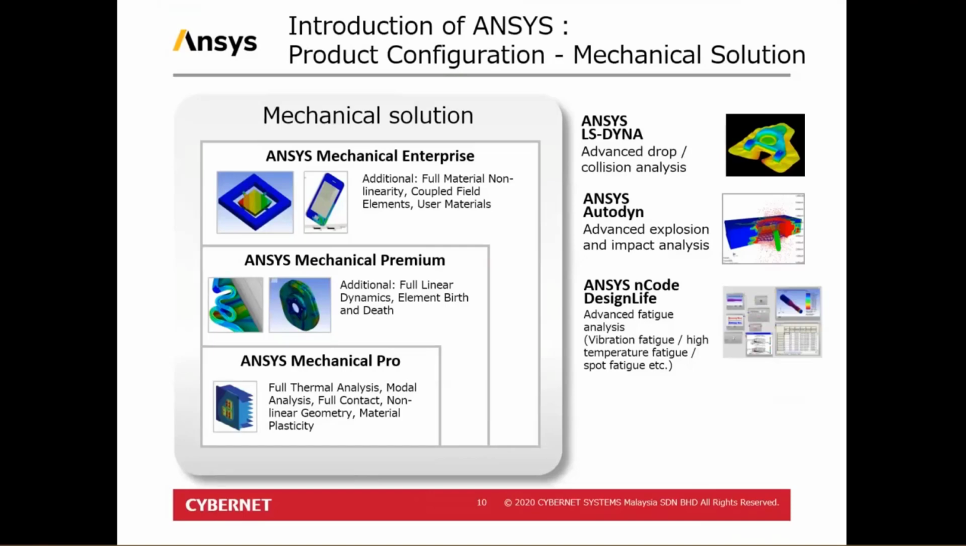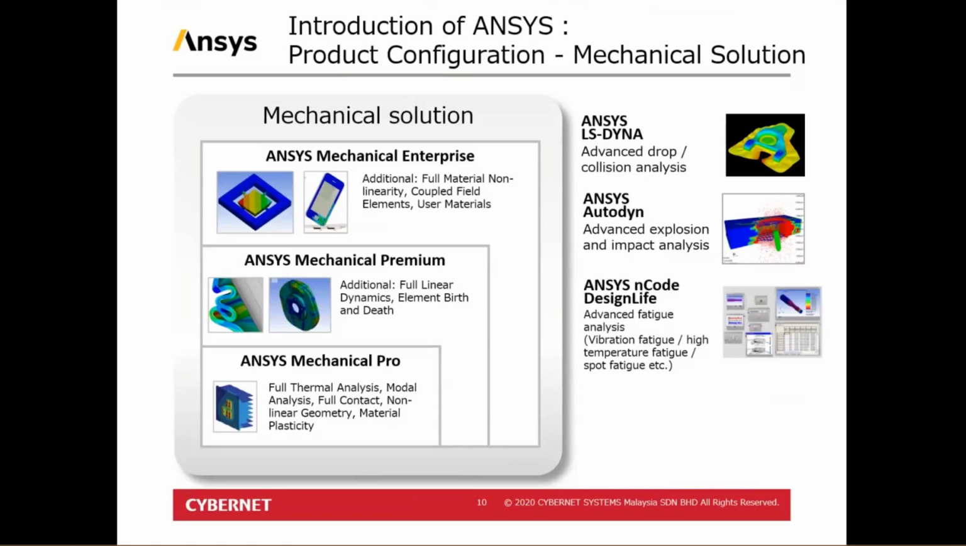The next one is the ANSYS Mechanical Premium, which, in addition to everything that I've just mentioned before, gives you access to full linear dynamics analysis and also a feature called element birth and death. And then, of course, the top of the range license here is called ANSYS Mechanical Enterprise. Basically, ANSYS Mechanical Enterprise gives you access to everything that ANSYS Mechanical has to offer.